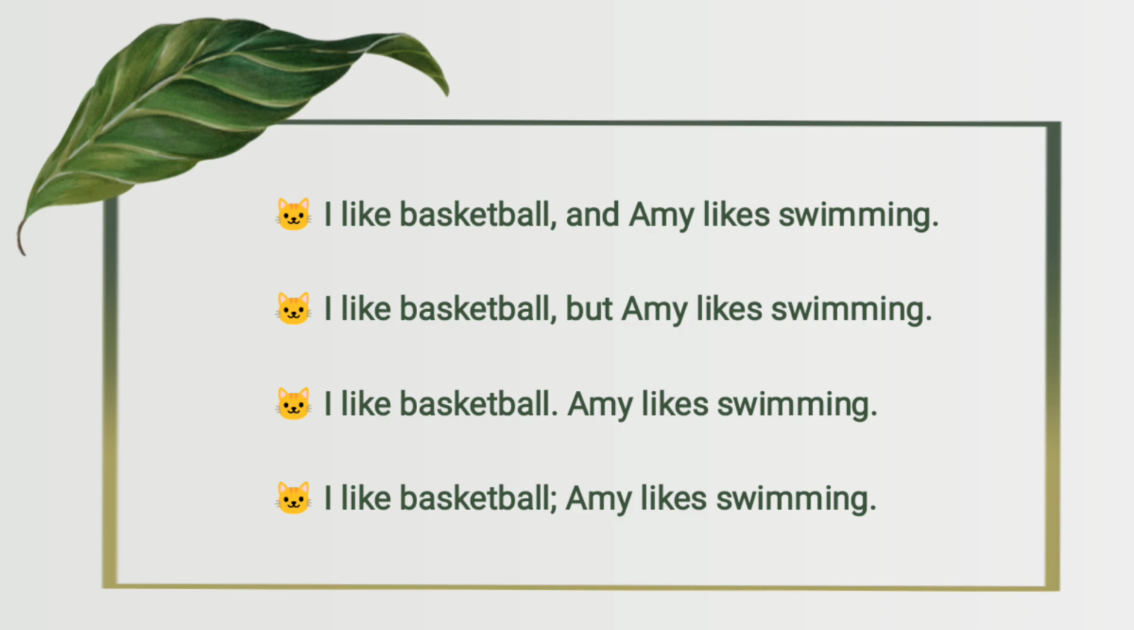Unlike basketball, comma, but not with a comma alone, you can also add "and": Unlike basketball, and Amy likes swimming. Or "but": Unlike basketball, but Amy likes swimming. You can also just put a period or full stop: Unlike basketball. Amy likes swimming. Or you can even use a semicolon: Unlike basketball; Amy likes swimming. I'm just correcting the random sentences by using and, but, full stop, and semicolon. So these are complete sentences now. They are not random ones anymore.